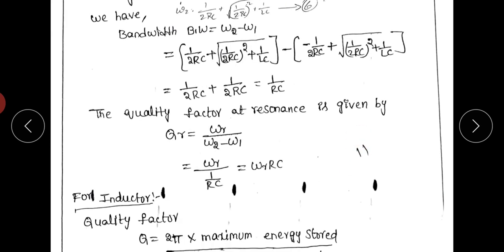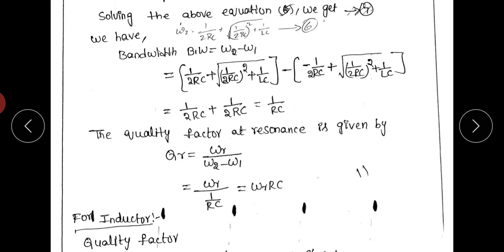Next, the quality factor. Quality factor equals omega R by omega 2 minus omega 1, or FR by F2 minus F1. FR is the resonance frequency, and F2 minus F1 is the bandwidth. Resonance frequency by bandwidth equals the quality factor. So the quality factor at resonance condition equals omega R by omega 2 minus omega 1, which equals omega R by 1 by RC, so it equals omega R into RC. This is the quality factor at resonance condition: Q suffix R equals omega suffix R into RC.